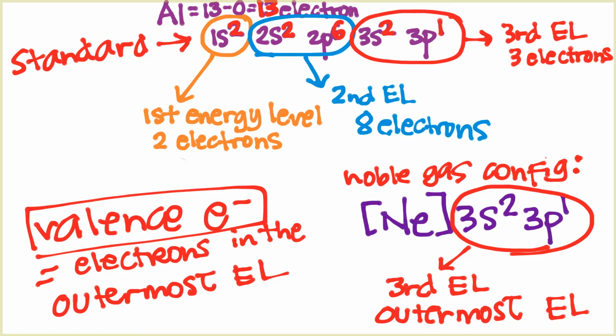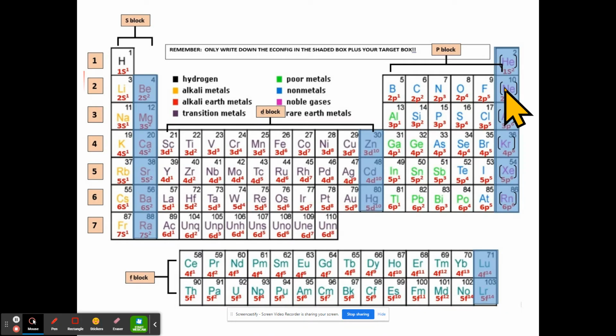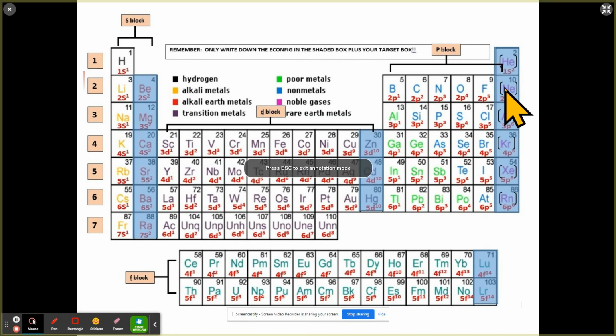Let's try another example. So for example, guys, we'll do the standard form and then the noble gas notation, right? So let's do oxygen. Oxygen, guys, has atomic number 8. Again, the charge is 0. 8 minus 0, you got 8 electrons.